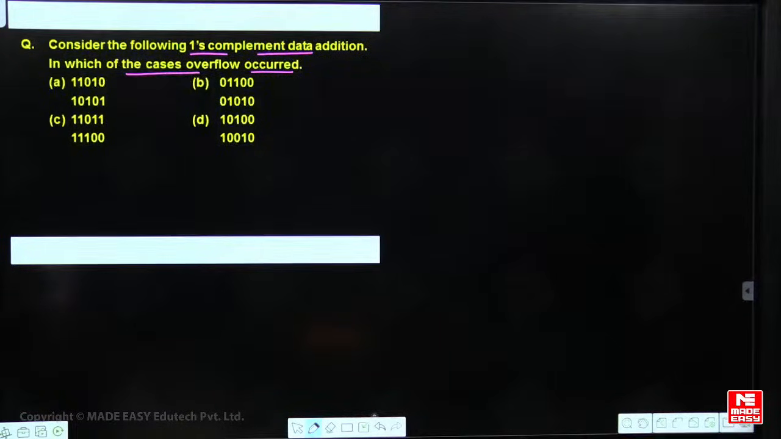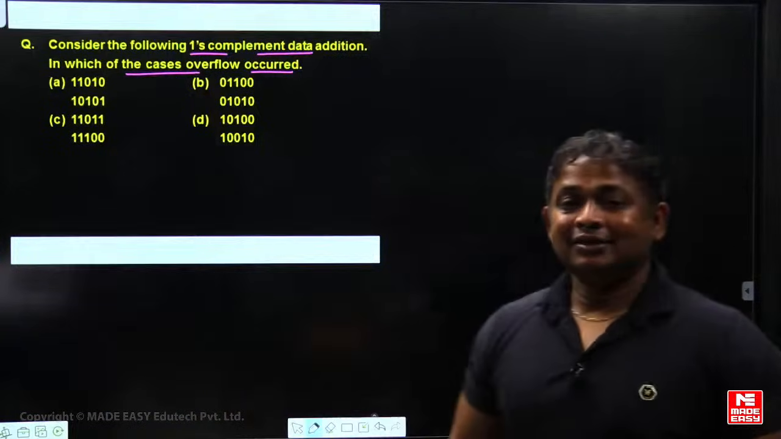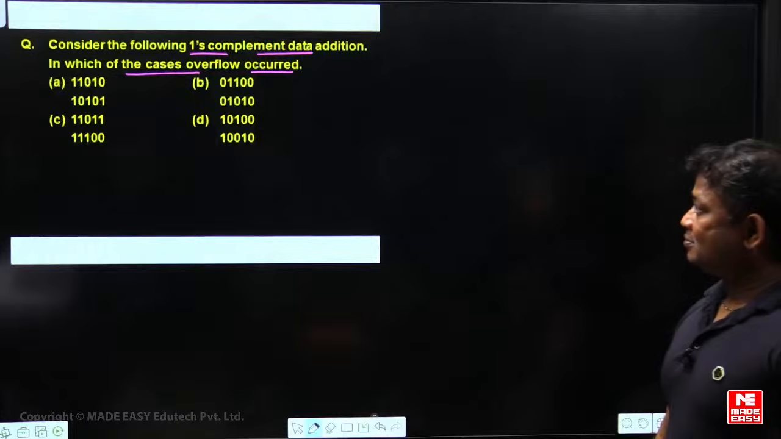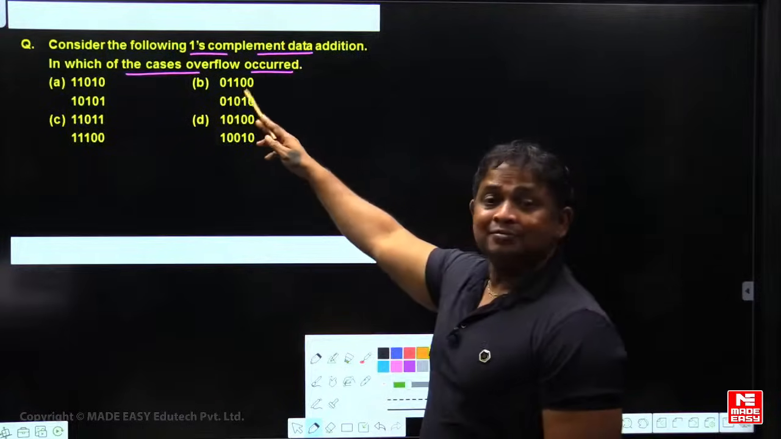Yashika Verma. Ishika Verma, you please practice the questions in this level. These are important questions. Ishika Verma, what is the answer to this question?